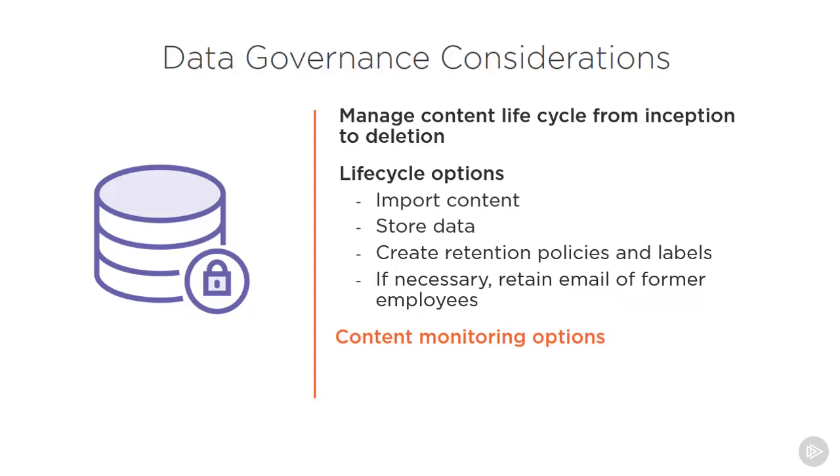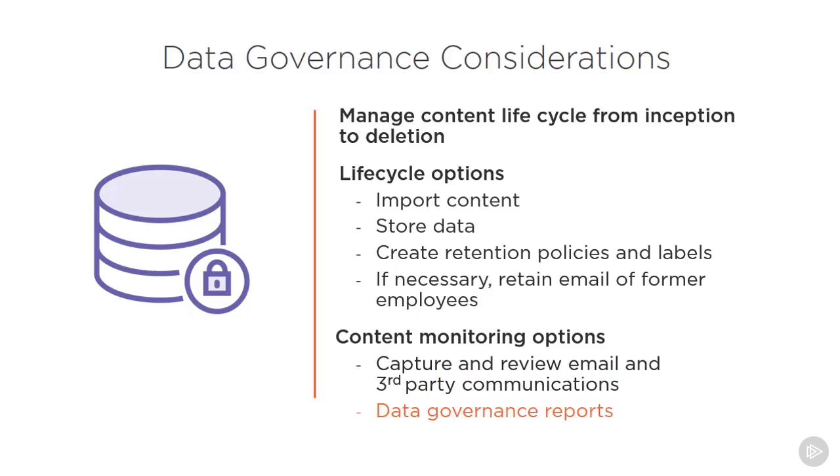It also includes monitoring our content. We can capture and review email and third-party communication to see if anything's being shared external to the organization. We can review data governance reports, as well as labeling Activity Explorer. Now, within content monitoring, there's a process called supervision, and that's associated with the capturing and reviewing of email and third-party communications, as well as data governance reports. Now, a couple of other items regarding security.